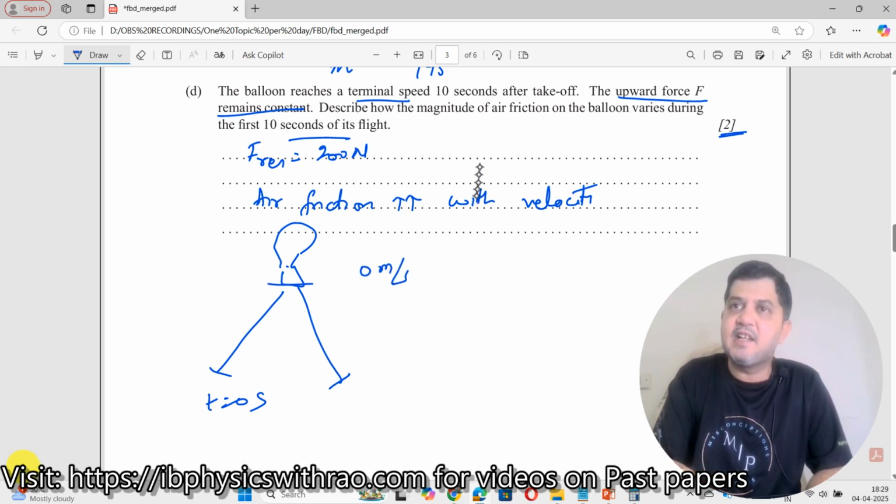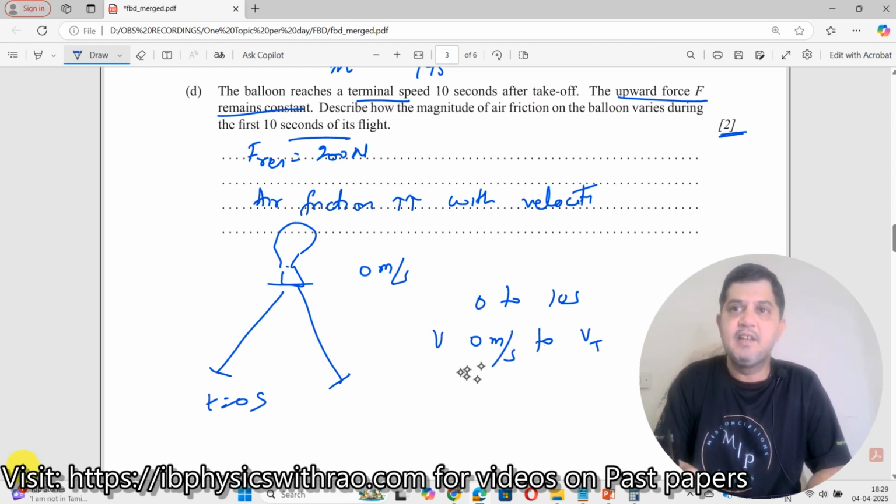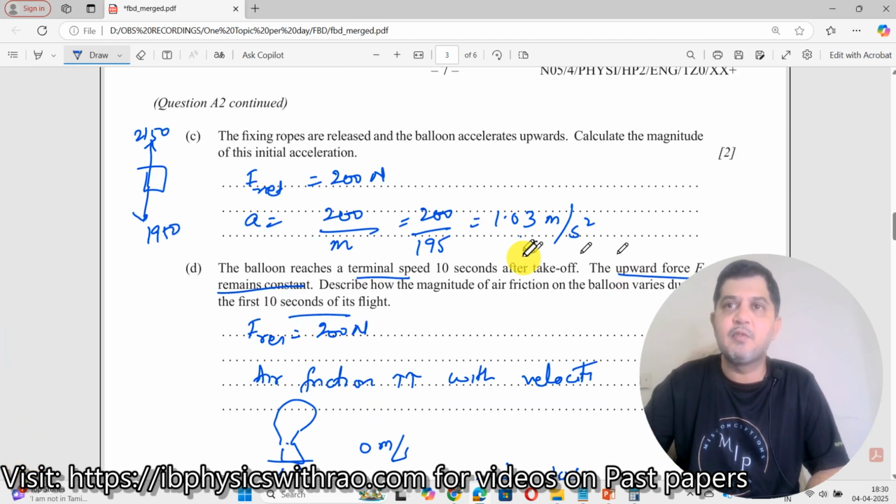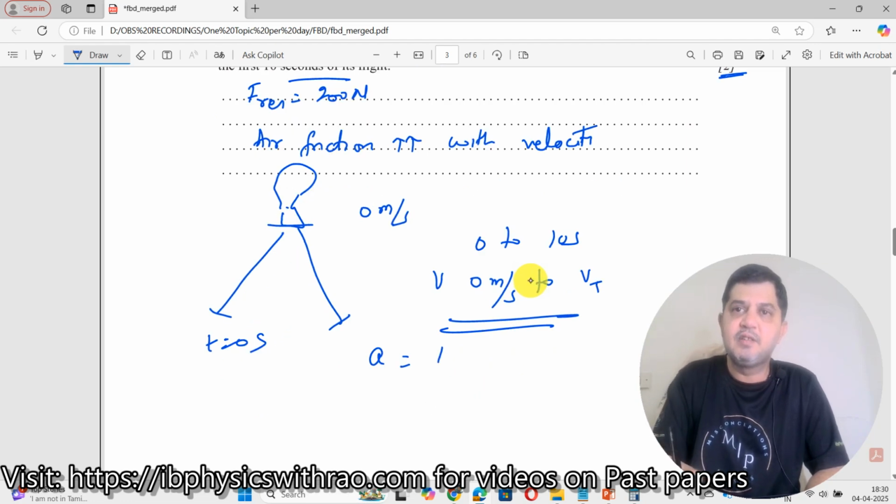But as it goes from 0 to 10 seconds, what happens to the velocity? Velocity also went from 0 meters per second to a terminal velocity. So you can say the velocity increased from 0 meter per second to terminal velocity linearly. Now why linearly? If you ask what the acceleration was here, we found the acceleration: 1.03.